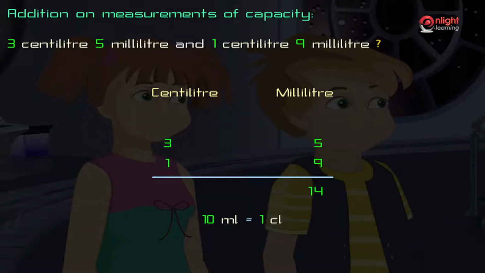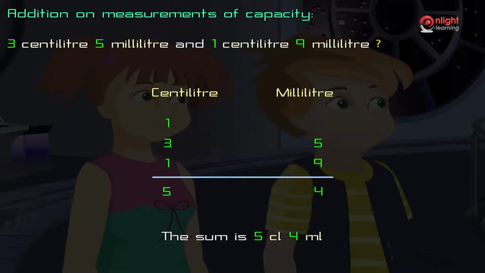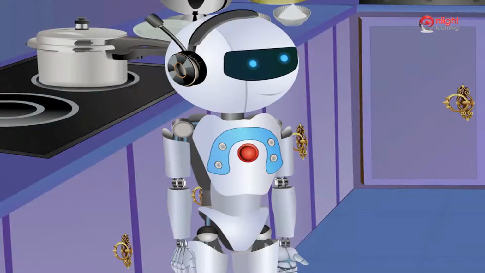Since 10 milliliter is equal to 1 centiliter, 14 milliliters is 1 centiliter and 4 milliliters, we will carry 1 to the left and keep 4 under the milliliter section. Now adding up quantities in the centiliter section, we get 3 plus 1 plus the carried 1, which is equal to 5. Hence the sum is 5 centiliters 4 milliliters. Very good.